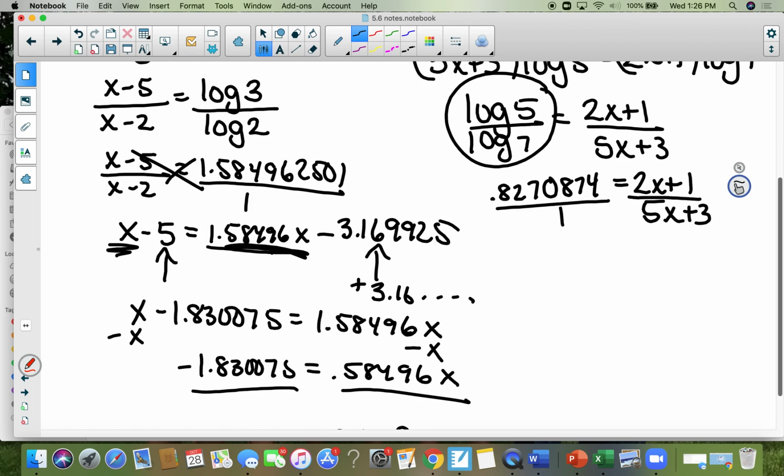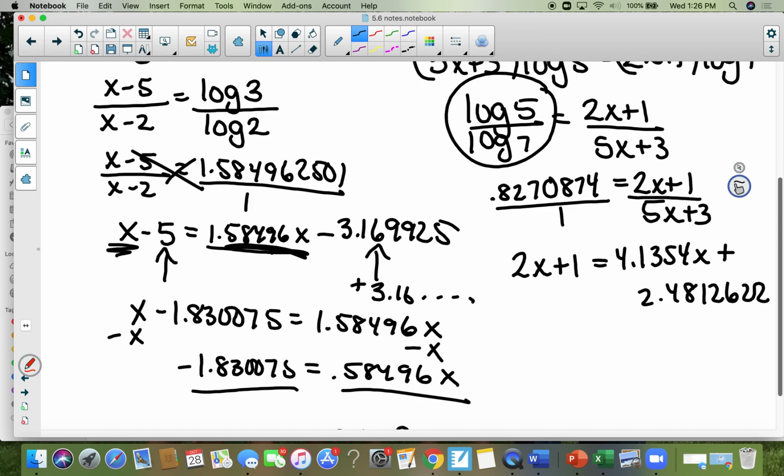Put this over 1 so you can cross multiply. You're going to get 2x plus 1 equals, take that number and multiply it by 5, so it's 4.1354 x's plus 0.8270874, multiply it by 3. You get 2.481262. And this is difficult because these numbers are weird decimals.